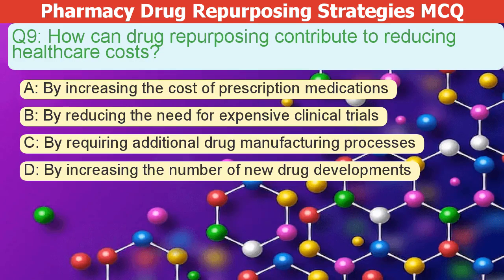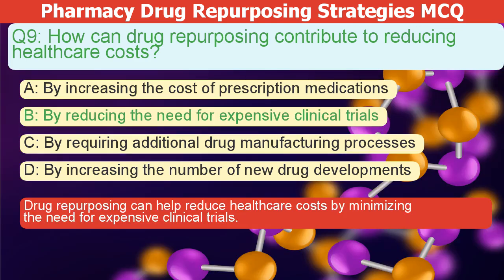How can drug repurposing contribute to reducing healthcare costs? A. By increasing the cost of prescription medications. B. By reducing the need for expensive clinical trials. C. By requiring additional drug manufacturing processes. D. By increasing the number of new drug developments. The correct answer is B. Drug repurposing can help reduce healthcare costs by minimizing the need for expensive clinical trials.